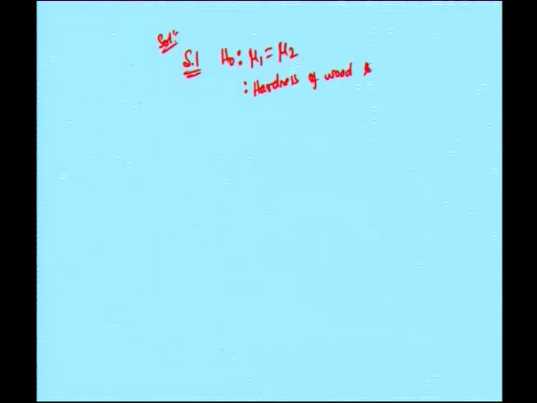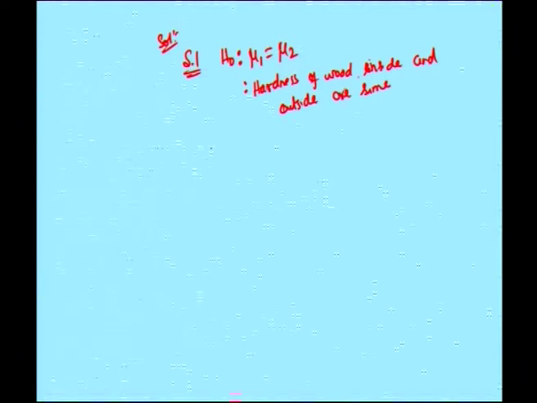So, solution, step 1, set up H naught as mu1 is equal to mu2. Mu1 is equal to mu2: hardness of wood inside and outside are same.